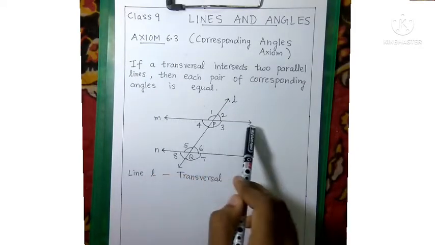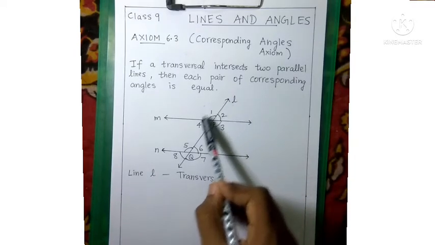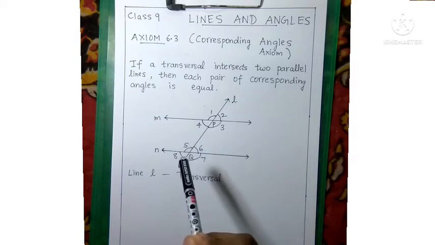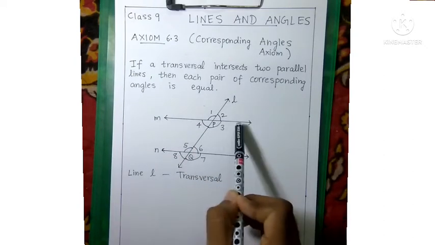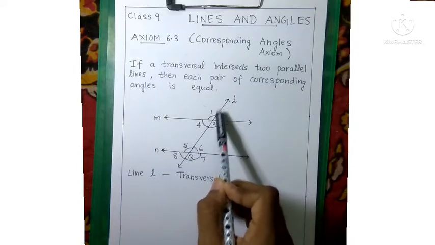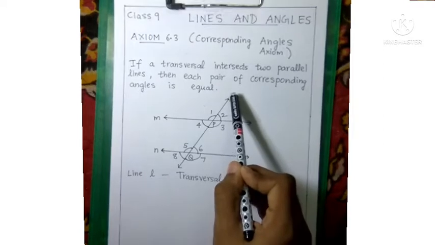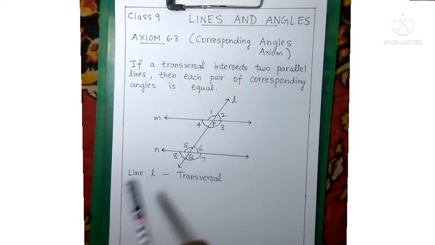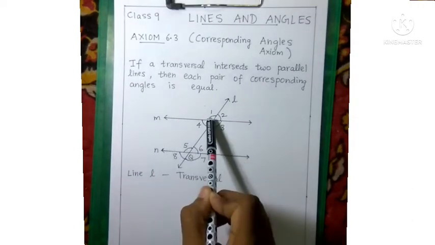This is line M, this is line N, and this is the line L. Here line L intersects line M at point P, and it also intersects line N at point Q. Therefore, line L is called a transversal since it intersects two lines at distinct points.